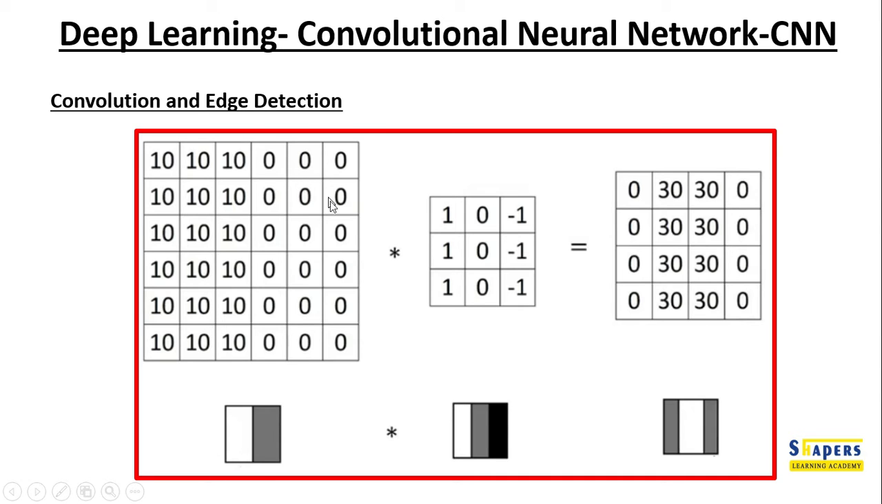So this is a very common technique to detect the edges. The higher pixel values represent the lighter portions of the image, whereas the lower pixel values represent the darker portions of the image. So the convolution results in a 4 cross 4 matrix where you are able to detect the edges, the vertical edges in this case. The same concept applies for a horizontal edge where the filter changes.